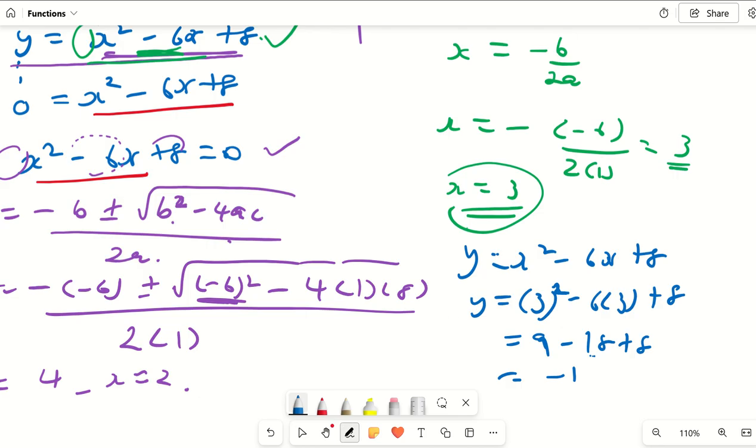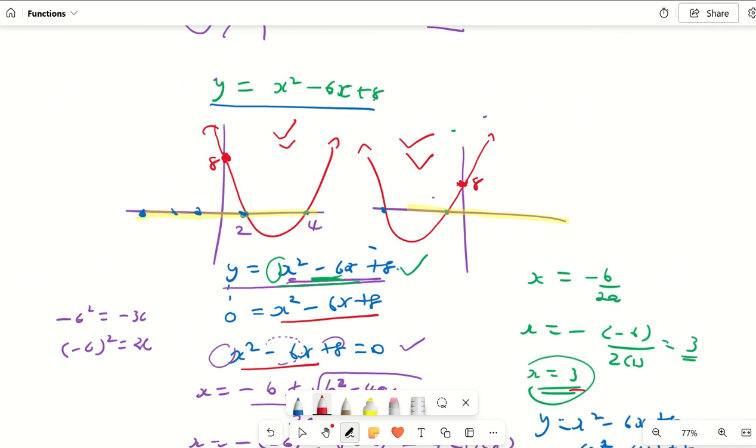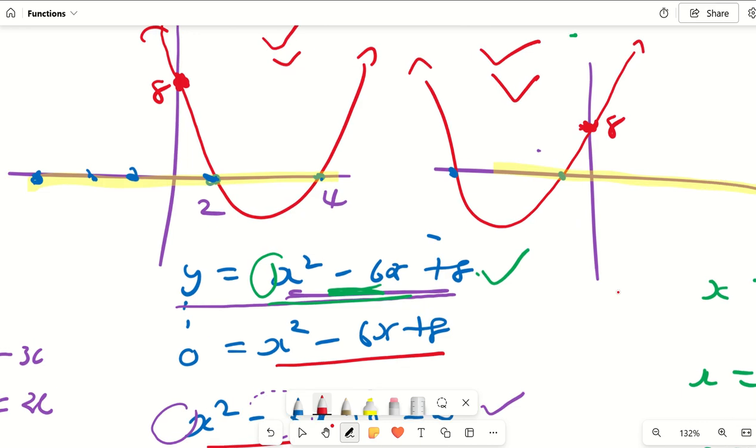So therefore, the coordinates of the turning point of this function will be 3 and minus 1. And that makes a lot of sense. Look at this, 3 and minus 1 makes a lot of sense. This should be 3. This should be minus 1. So yeah, that's how you do it.